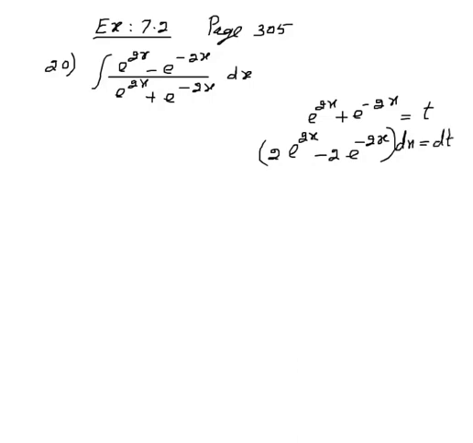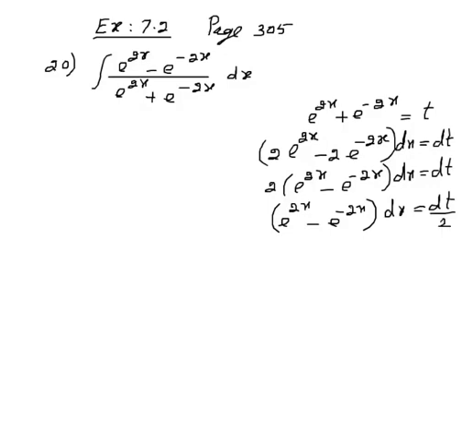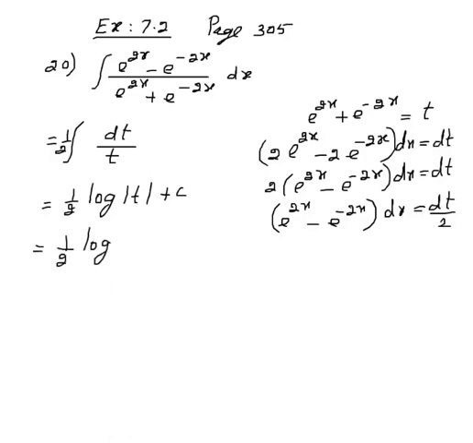Dx is equal to dt. 2 is common. We have e power 2x minus e power minus 2x dx in the numerator, which becomes dt by 2. So the numerator becomes dt divided by 2 and denominator is t. Integration is so easy to do, which becomes log of absolute value of t. Substitute for t. Half into log of absolute value of e power 2x plus e power minus 2x plus c.